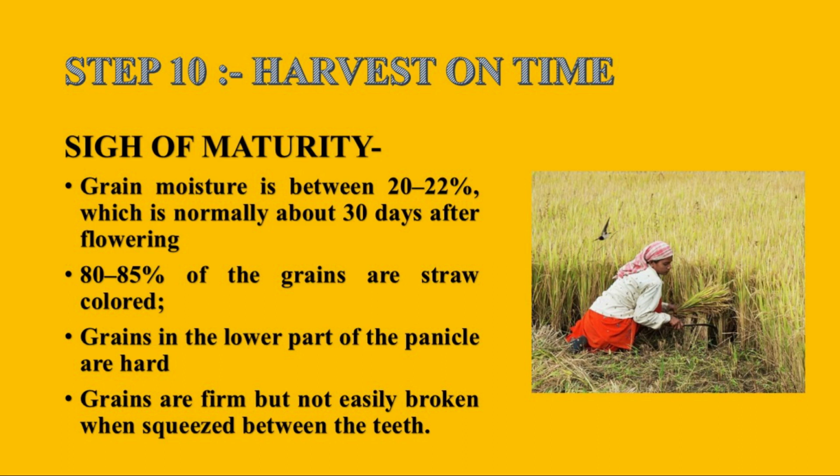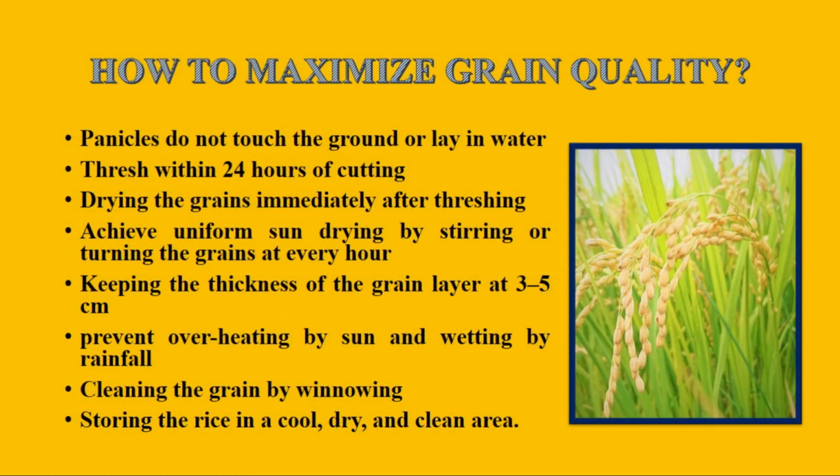Crops should be harvested when grain moisture is between 20 to 22%, which is normally about 30 days after flowering, when 80 to 85% of the grains are straw color. Grains in the lower part of the panicle are hard and firm but not easily broken when squeezed under the teeth. After cutting, maximize the grain quality by ensuring the panicles do not touch the ground or lay in water. If the cut panicles remain in large bundles in the field, thresh within 24 hours of cutting.